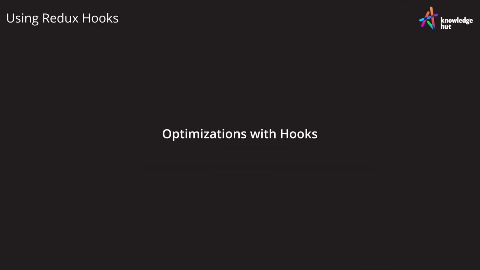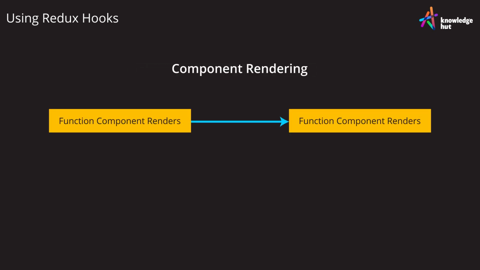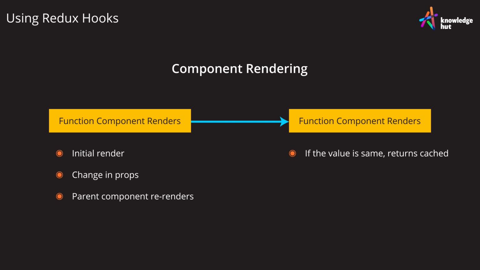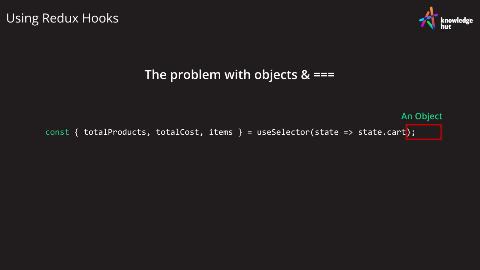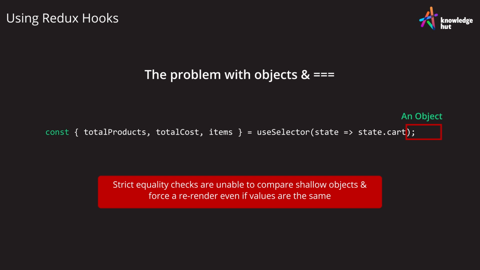Now let's talk about optimizations and how we can improve what we have implemented here. Whenever a function component renders, whether due to a change in props or the parent component rendering, the useSelector is called again. At this time, if the value to be returned has not changed, the useSelector typically returns a cached result. Internally, it uses a strict equality check to get the result. When fetching objects with the useSelector, especially when an action is dispatched, the strict equality check doesn't achieve a desirable comparison, and this forces a re-render even if the values in the object are the same.